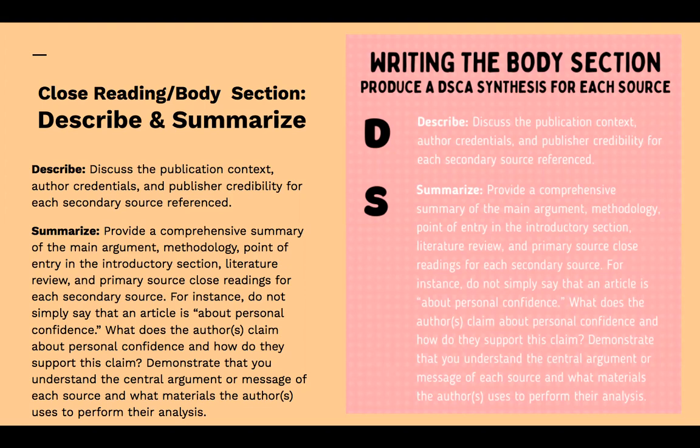Following describe, you should summarize, where you provide a comprehensive summary of the main argument, methodology, and point of entry for each secondary source. This is where you tell me what's in the source, how is it put together? How does the argument come together for the creator? This is the content and form of your secondary source. What is being argued? How is it being argued? How is the source put together?